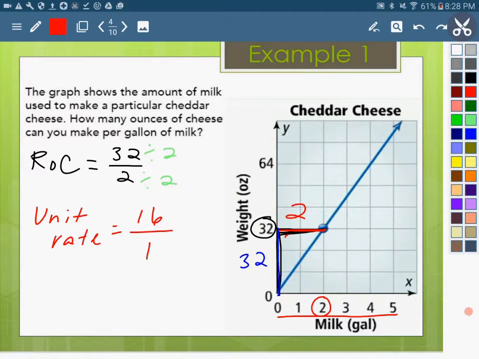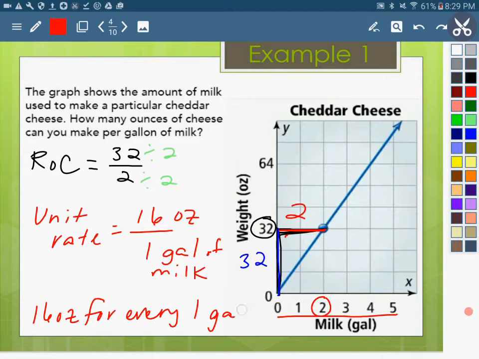We should also put real-life context to this. This is a real-life situation, so I wouldn't just answer 16 over 1. I would say this is 16 ounces for every 1 gallon of milk. Okay, written out in words, we would say the unit rate is 16 ounces for every 1 gallon of milk.